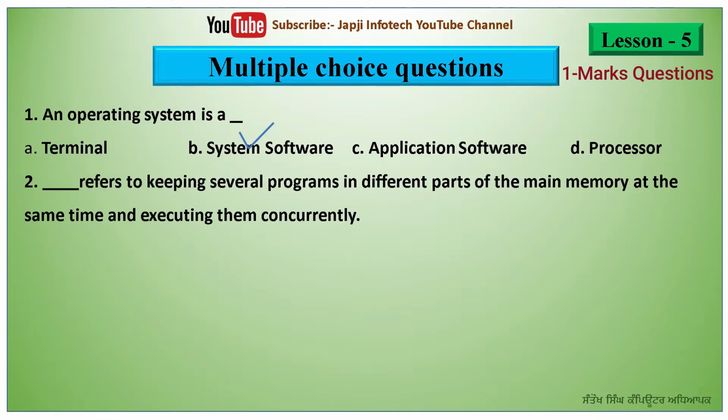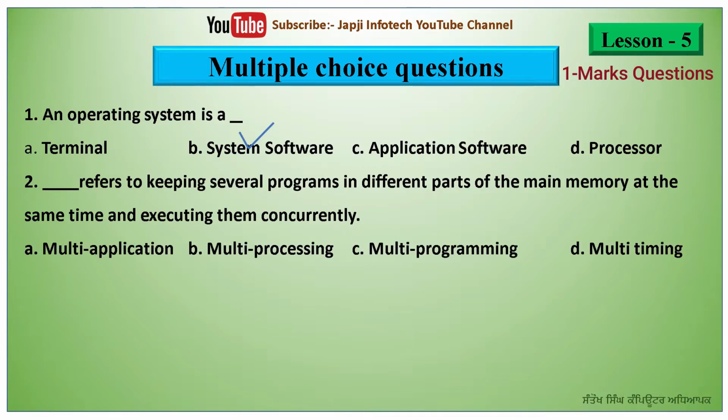And second one: dash refers to keeping several programs in different parts of the main memory at the same time and executing them concurrently. Their options are multi-application, multi-processing, multi-programming, and multi-timing. And the right answer is: multi-programming refers to keeping several programs in different parts of the main memory at the same time and executing them concurrently.